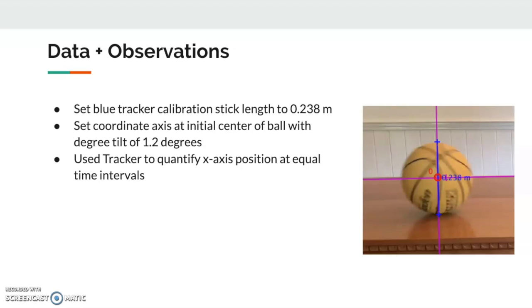I began by setting the blue tracker calibration stick length to 0.238 meters, the length of a standard basketball. I then set the coordinate axis at the initial center of the ball with a degree tilt of 1.2 degrees to match the angle of the recording and that of the table the ball was rolling on. I then used Tracker to quantify the x-axis position at equal time intervals.